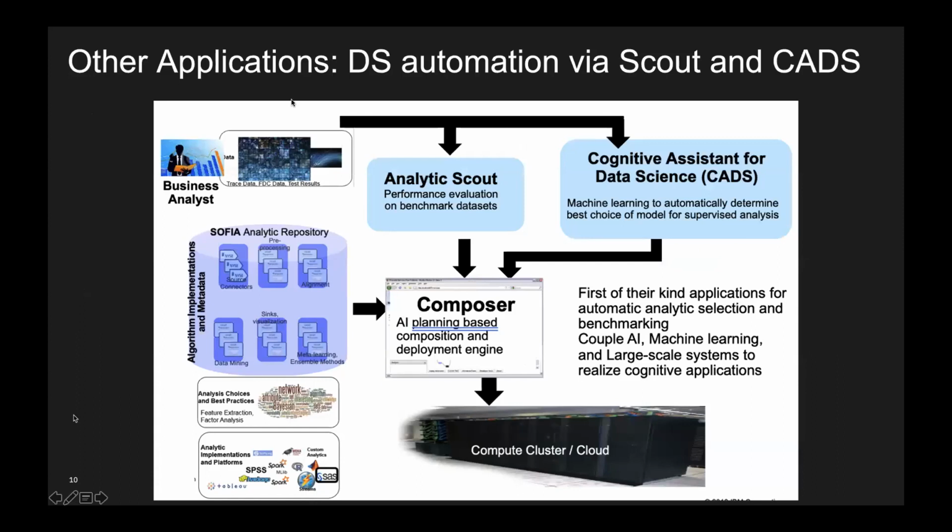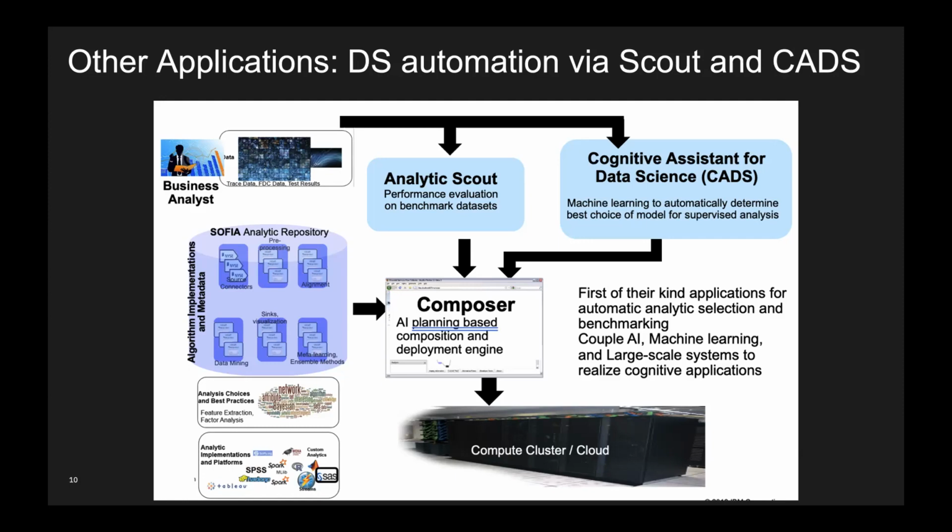Now we took that idea and applied it to data science when data science became data science. We call this project CADS, but it was essentially what you've seen with a slightly different flavor, where you had the individual pieces already pre-evaluated, or you had a framework that would pre-evaluate them on benchmark data sets. And then you had machine learning to automatically determine the best choice of model for supervised analysis.